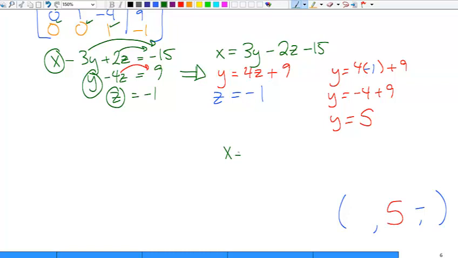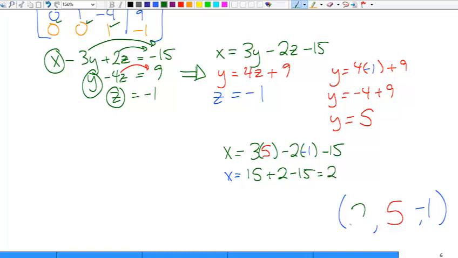For x, I have 3 times y minus 2 times z minus 15, where my y is equal to 5, my z is equal to negative 1, and I have x equals 15 plus 2 minus 15, which is 2. So my ordered triple is 2, comma 5, comma negative 1. And this concludes our lesson on matrices.